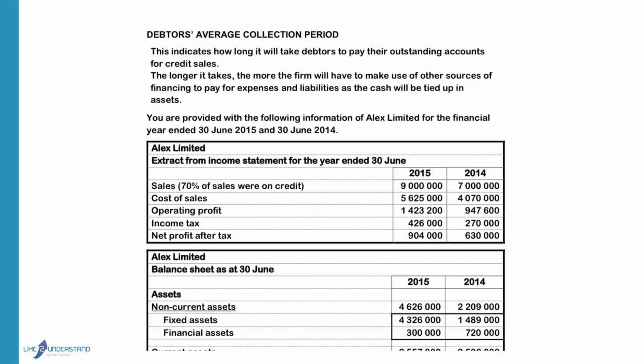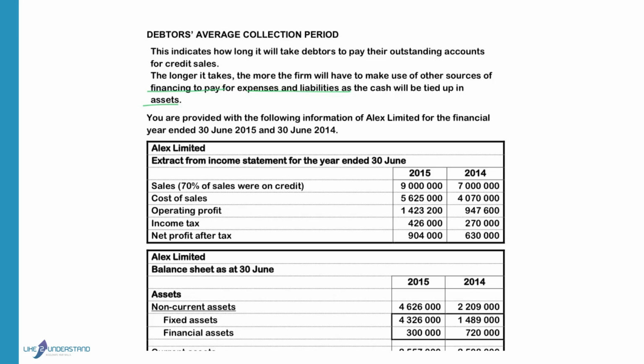The longer it takes, the more the firm will have to make use of other sources to finance the expenses and liabilities, because the cash is tied up in assets, because the goods must be sold and you must collect the money from the debtors before it's converted into cash. So you will like to get the money in as quickly as possible, so that you have the cash available to pay for your expenses and liabilities.